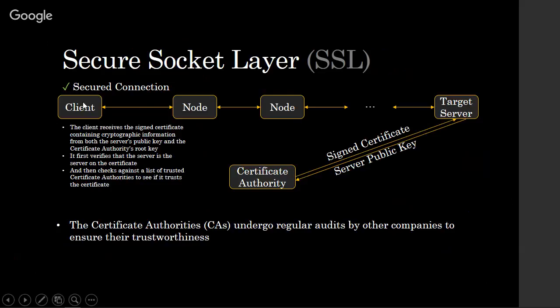Now whenever the client requests anything from this server, first of all, the connection is going to be encrypted. And second of all, the server sends across a certificate so that the client can verify that this server is who it claims to be. And who is making this verification? The third party, the certificate authority.